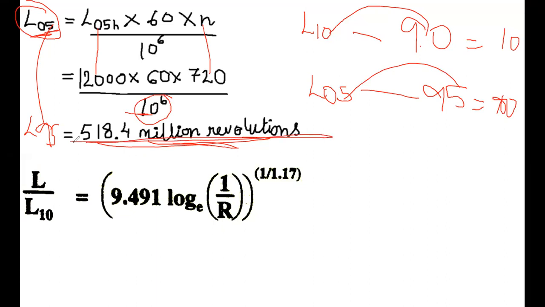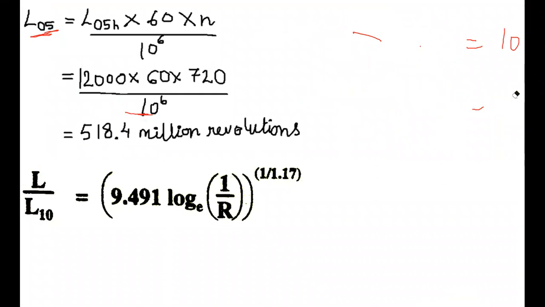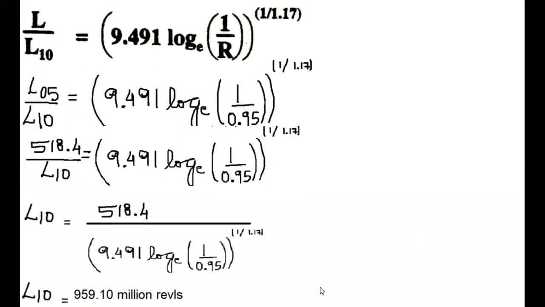So we came out to be 518.4 million revolutions. So guys, in this formula given below, we found out this life at 95% reliability, which is 518.4. So from that we can find out the L10 rated life. So let's do it, right? Let's go ahead. I have this life right now, which I found out, 518.4.